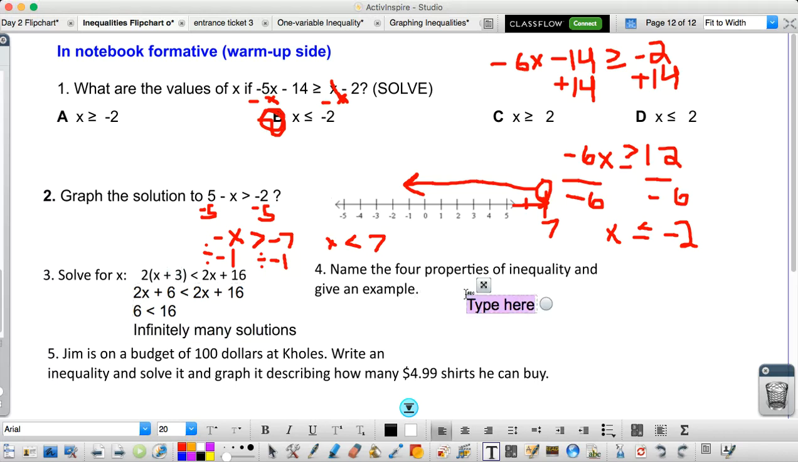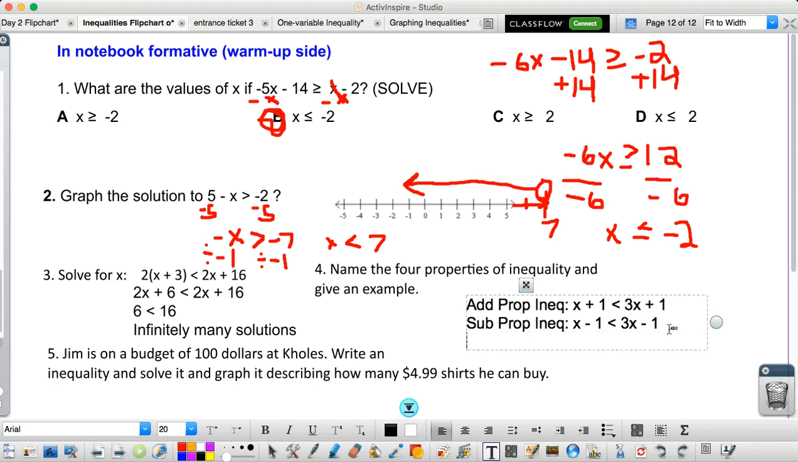Name the 4 properties of inequality. Give an example. So the addition property of inequality would be, x plus 1 is less than 3x plus 1, because you're adding 1 to both sides. Subtraction property of inequality would be x minus 1 is less than 3x minus 1. We're subtracting 1 from both sides, so that's subtraction property of inequality.